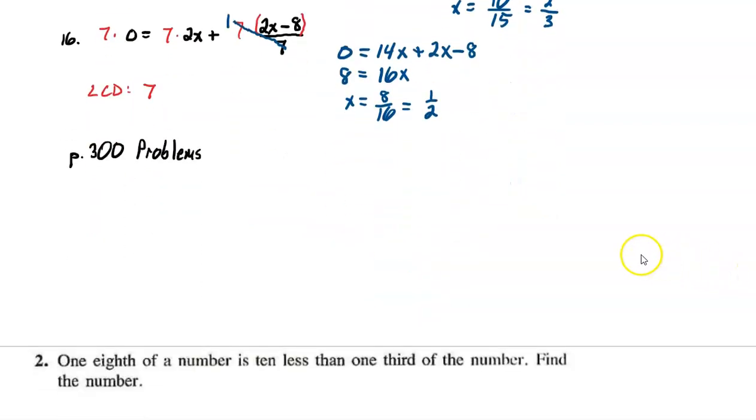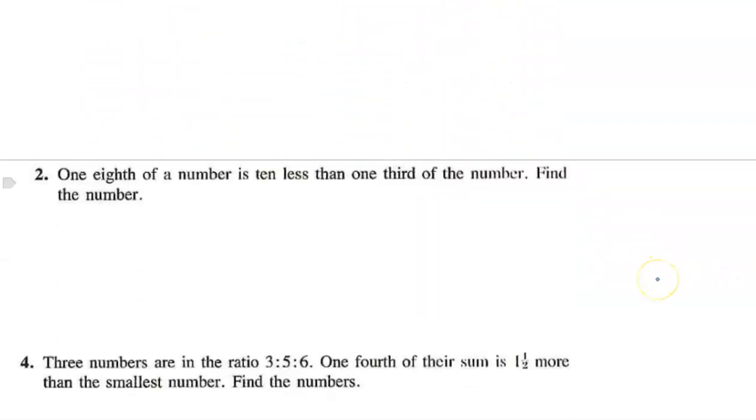Now page 300 has some short word problems. The question says to find the number. We don't know what that number is. Let's represent it with the letter x. And then if we figure out the value of x, we will have discovered the unknown number. 1/8 of a number can be written as 1/8 x. The word is an equals. 10 less than something is when you subtract 10 from something. What are we subtracting 10 from? 1/3 of the number.